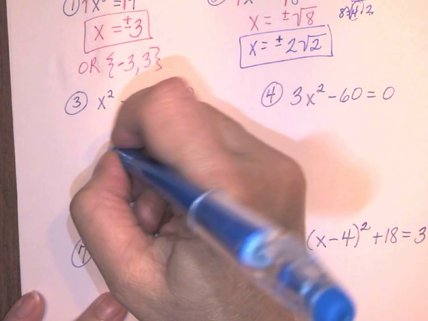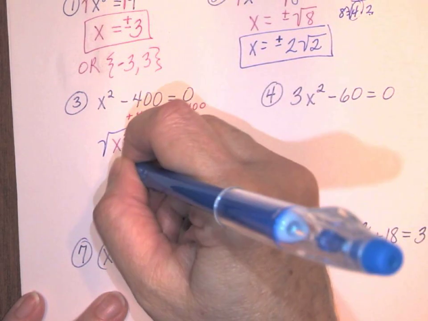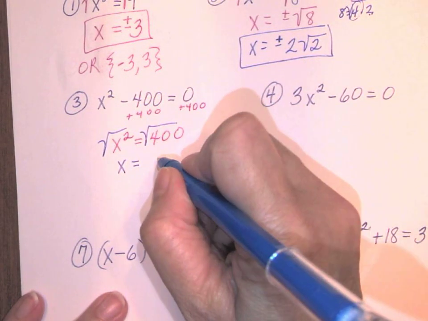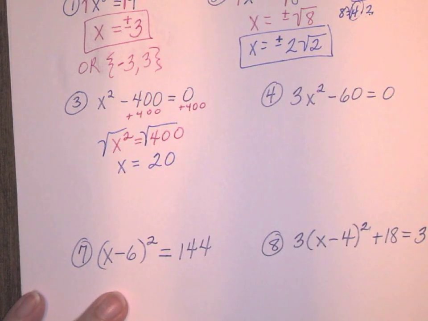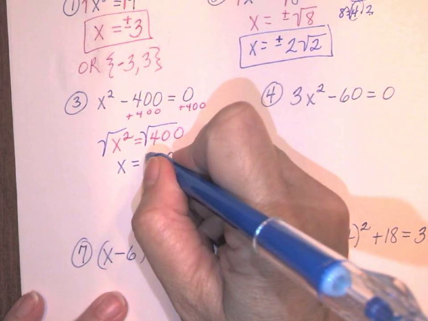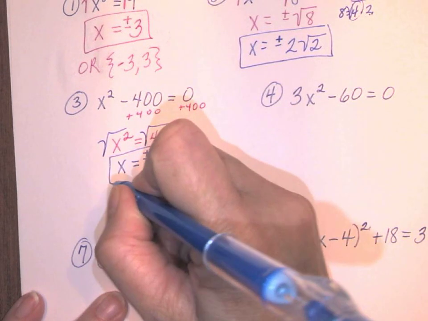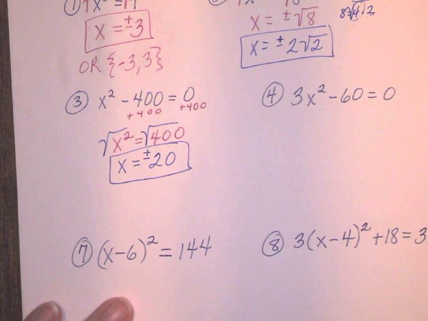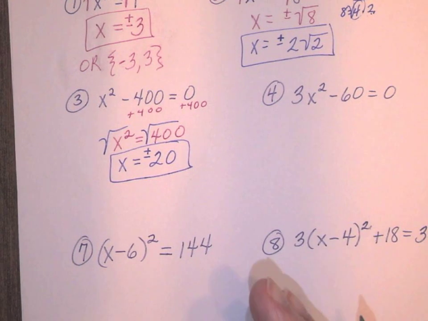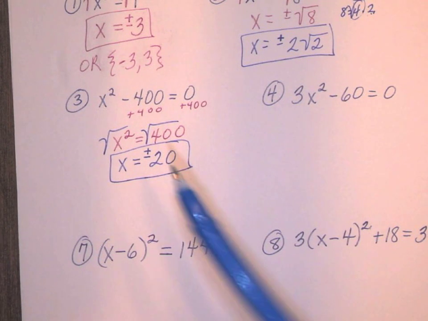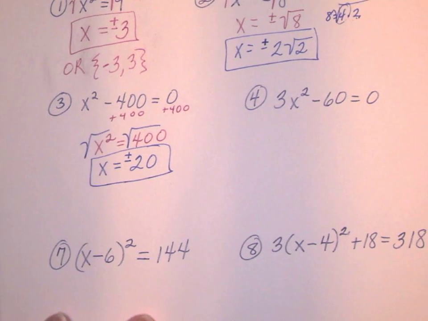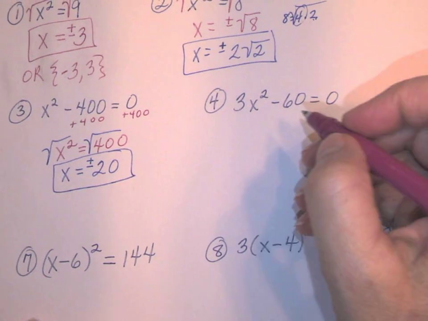Now that it's isolated, square root of both sides, the square root of 400 is 20 because 20 times 20 is 400. Yet I have to have both the positive and the negative answers because if it were a parabola on the graph, once I graphed it, I would see that it crossed the x-intercept at both 20 and negative 20. Let's do another one.